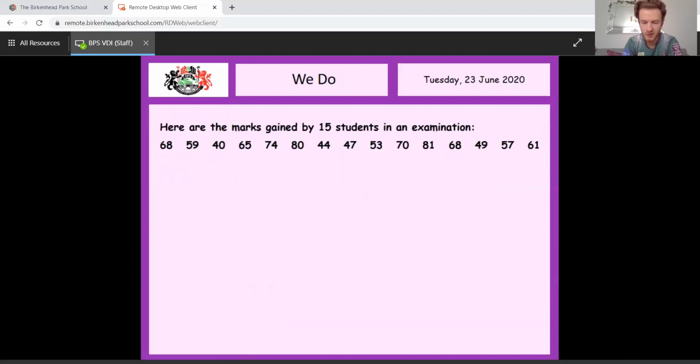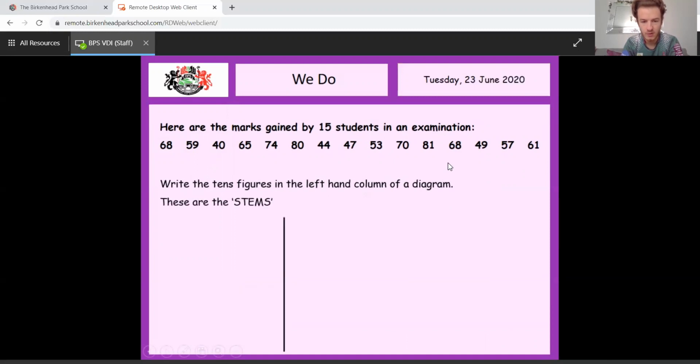Okay, so we'll do this one together. Here are the marks gained by 15 students in an exam. So 68, 59, 40, and so on. 15 marks. Okay, so 15 different numbers. Write the tens figure, which is the first digit, in the left-hand column of a diagram. So we are going to write them there, and they are called stems. Okay, so numerical order starting from 4, which is the smallest because the lowest number is 40, going up to 8 because I can see there an 80 and an 81.